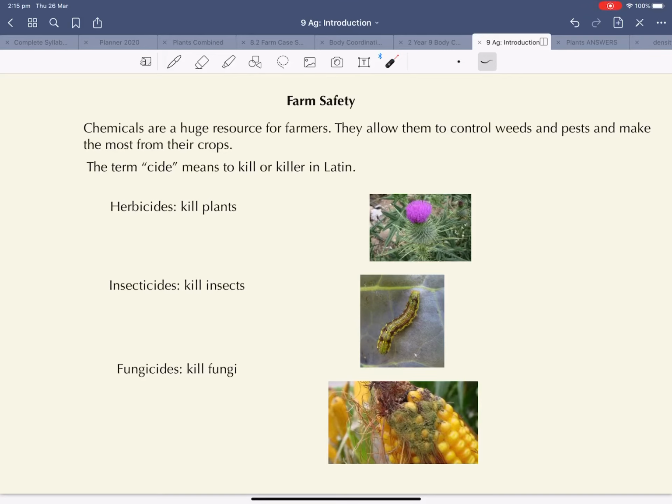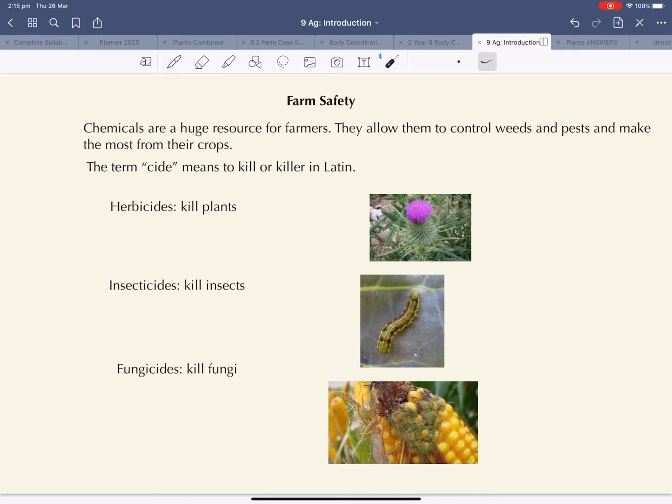Hello, so today we're talking about farm safety. Safety is a massive issue in the agricultural industry. Lots of people are injured and poisoned and have issues all of the time. And we've had a pretty bad track record throughout the industry over the last 100 years or so, but we're getting better and better and better.